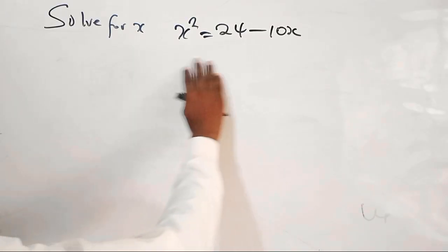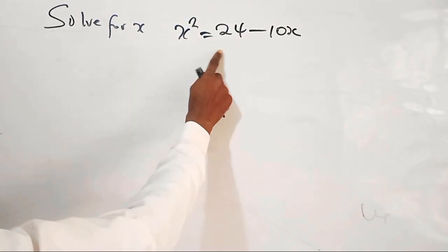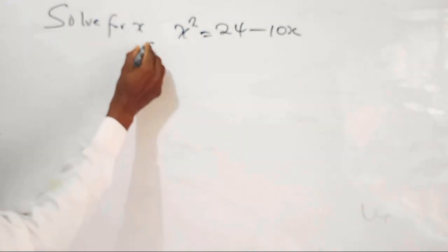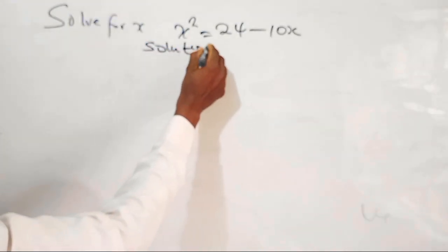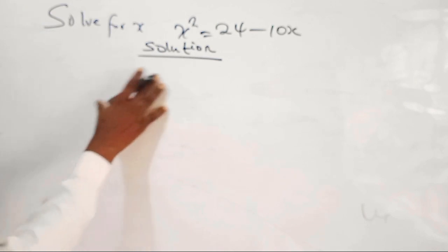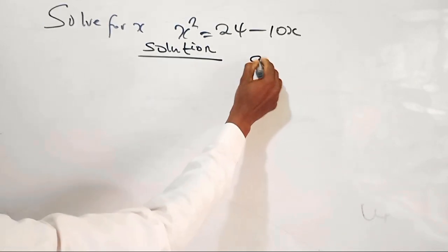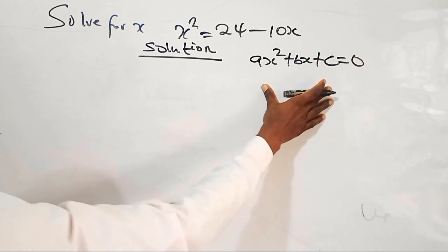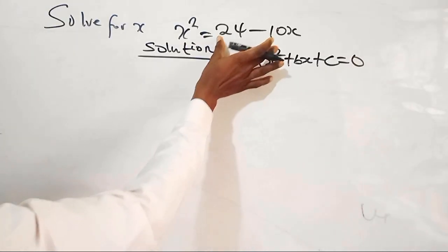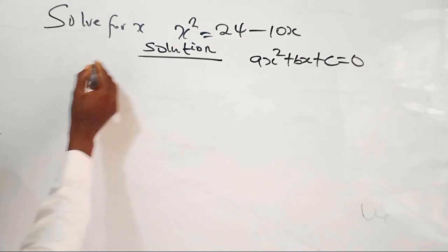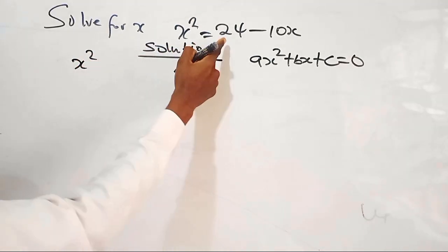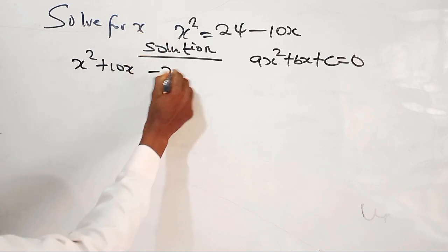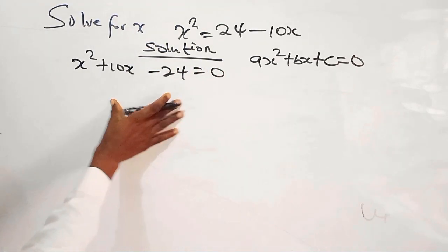For x in this quadratic equation, we have x squared equals 24 minus 10x. So how do we go about this solution? Do not forget that the general form of the quadratic equation is always in the form of ax squared plus bx plus c equals 0. So let us write this in this form. So we have x squared plus 10x minus 24 equals 0. This is step 1.